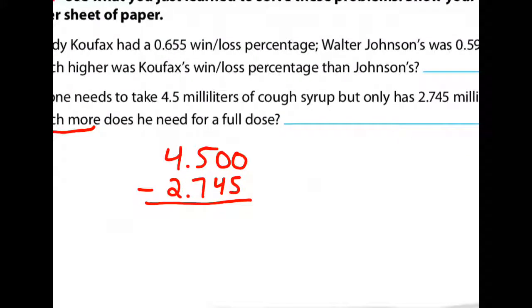So now, I can't do 0 minus 5, so let me do some regrouping. That becomes a 4. This 10 becomes a 9. And this 0 becomes a 10. 10 minus 5 is 5. 9 minus 4 is 5. Need to do some more regrouping. 14 minus 7 is 7. Line up your decimals. 3 minus 2 is 1.